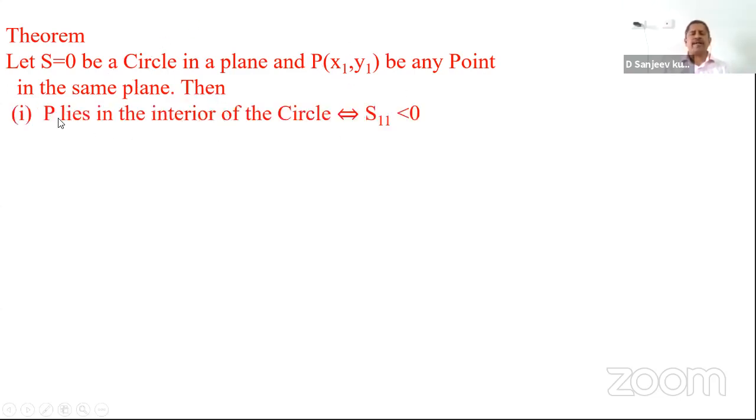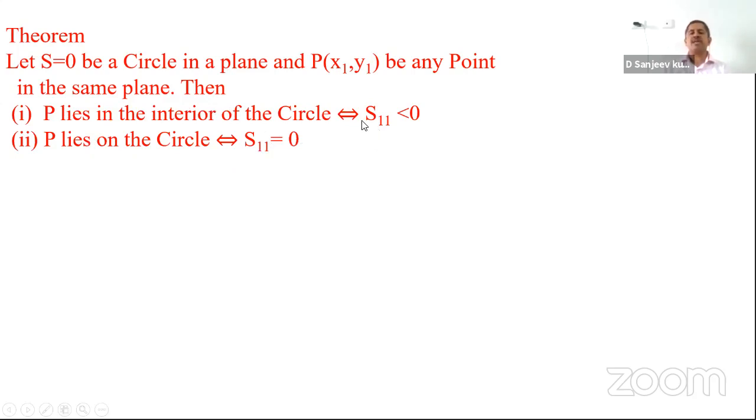So if you take the point, you can say the point lies in the interior of the circle if the value of S11 is less than 0. So what is S11? S11 is x1² + y1² + 2gx1 + 2fy1 + c. So if you get the value of S11 less than 0, you say the point is interior of the circle. Now if you take the point lying on the circle, then the value of S11 is 0.